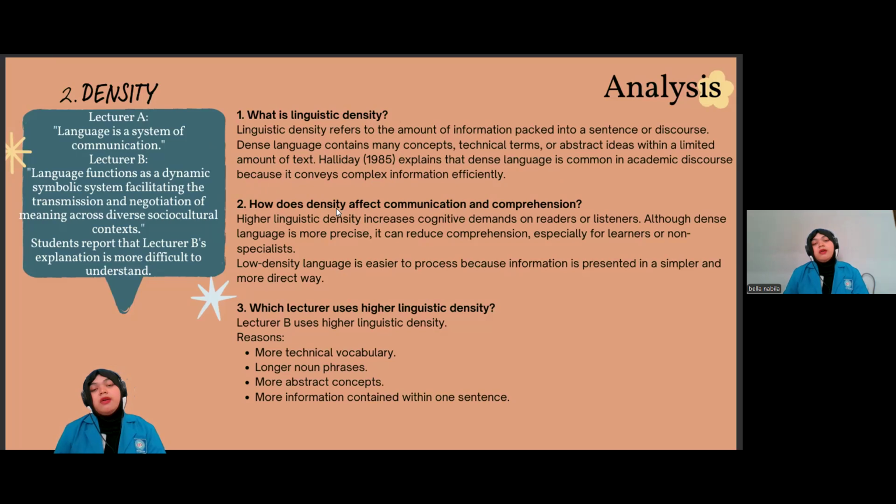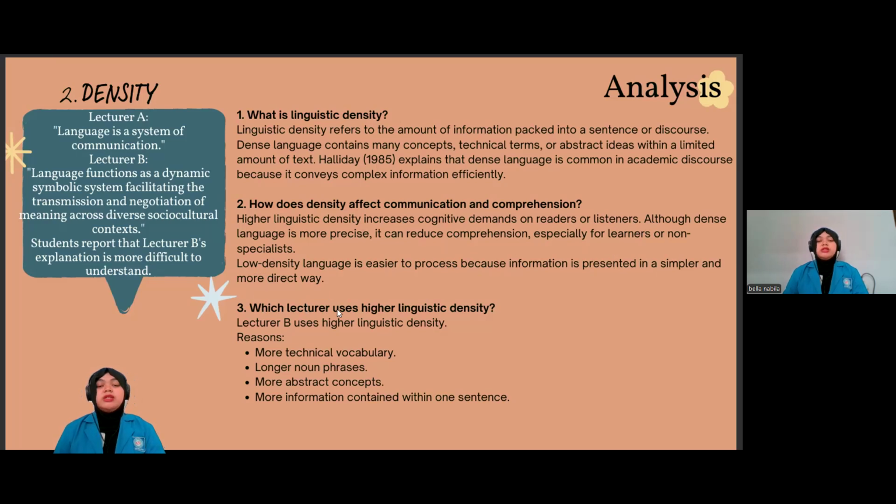Number two, how does density affect communication and comprehension? Higher linguistic density increases cognitive demands on readers or listeners. Although dense language is more precise, it can reduce comprehension, especially for learners or non-specialists. Low density language is easier to process because information is presented in a simpler and more direct way.